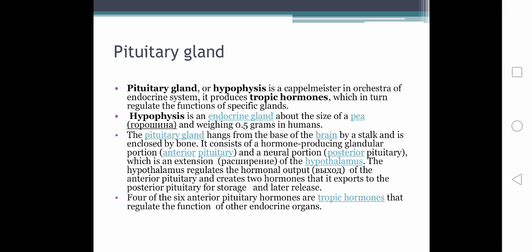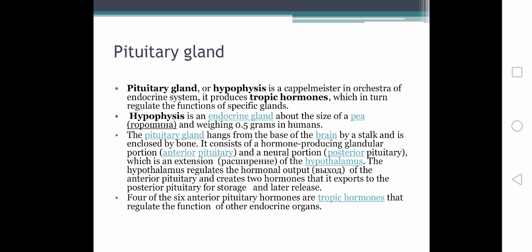Well, the pituitary gland or hypophysis is the Kapellmeister in the orchestra of the endocrine system. It produces tropic hormones which in turn regulate the function of specific glands. The hypophysis is an endocrine gland about the size of a pea and weighing 0.5 grams in humans.